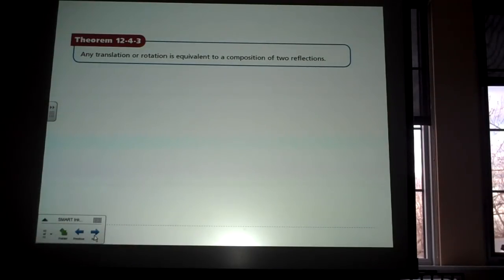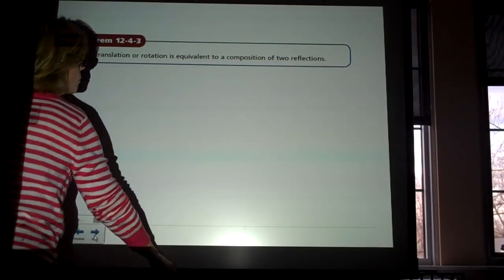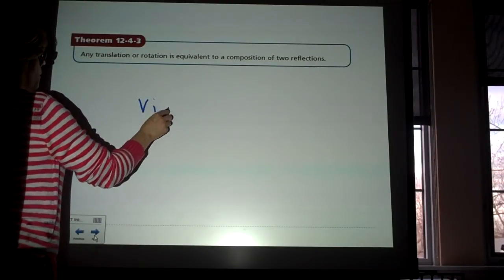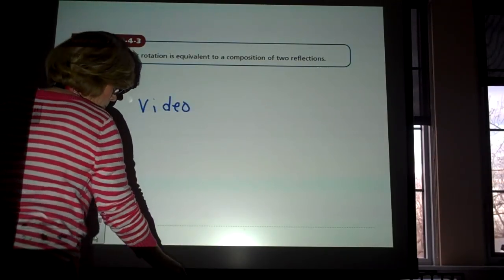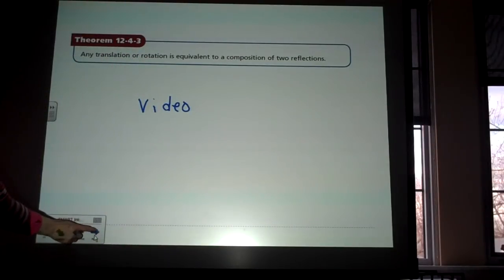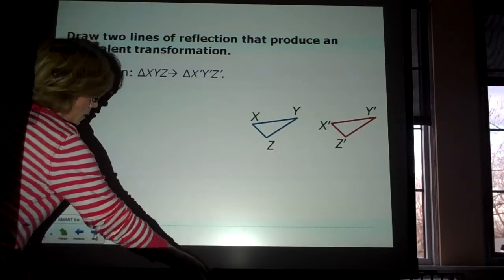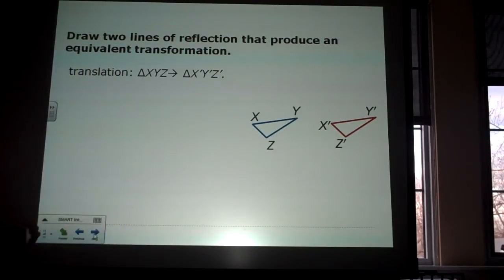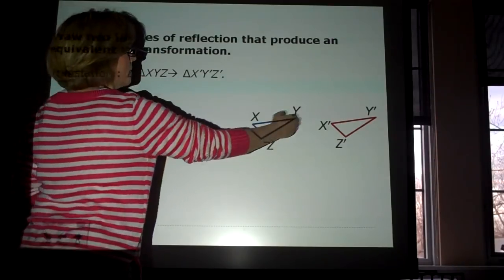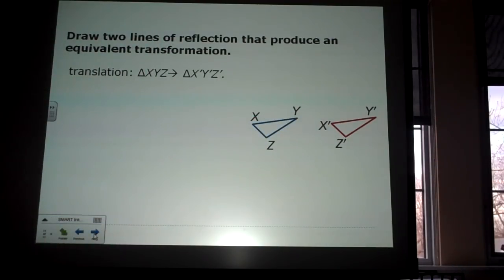Alright, any translation or rotation is equivalent to a composition of two reflections. I'm going to show you a video on this tomorrow that will help you, but I'm going to go ahead and try and explain it to you on this next one. But if you don't get it, I'll see you in class and help you with it tomorrow. Okay, so what this means is we have a translation, pre-image to our image, and we need to produce the two lines of reflection. Alright, pick any two vertices.